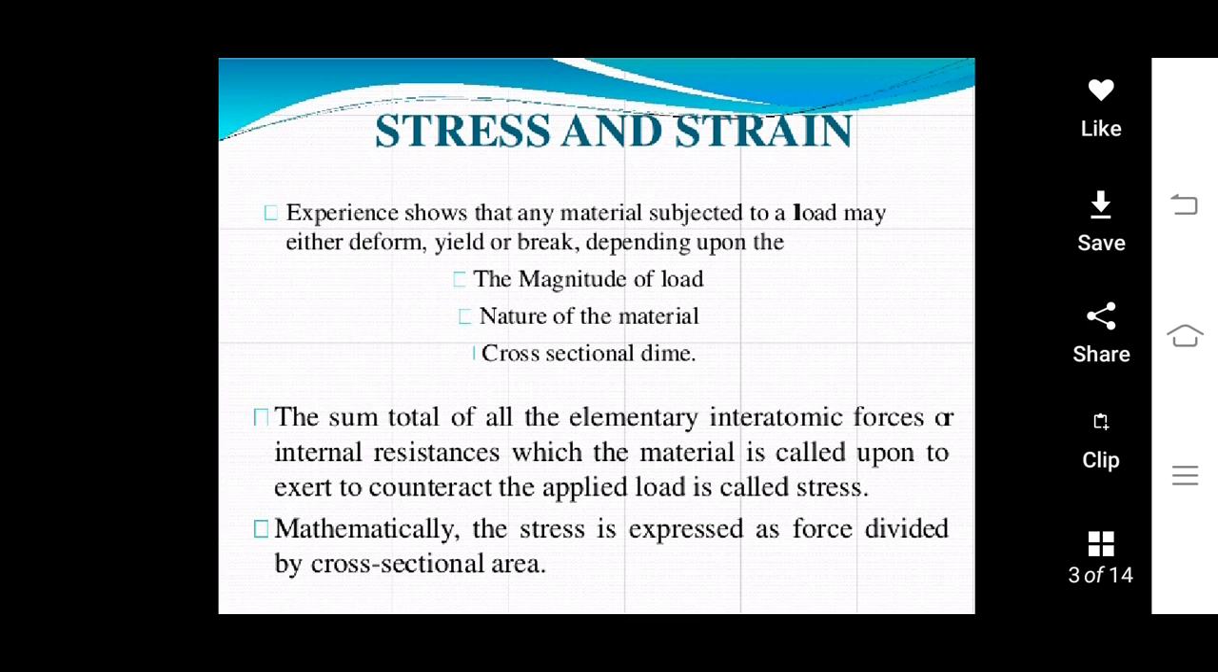The sum total of all the elementary interatomic forces or internal resistances which the material is called upon to exert to counteract the applied load is called stress. Means stress is nothing but the opposite reaction to overcome or counteract the applied loads. Mathematically, the stress is expressed as force divided by cross sectional area.